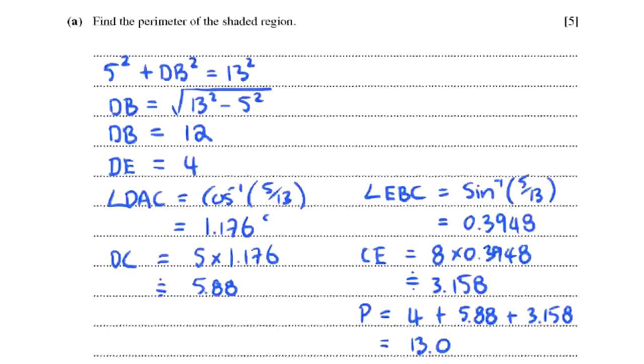Maybe you don't need to store the exact values, but you want to have like 5 significant figures so you don't make an error in your final value. That's the perimeter. We're done.